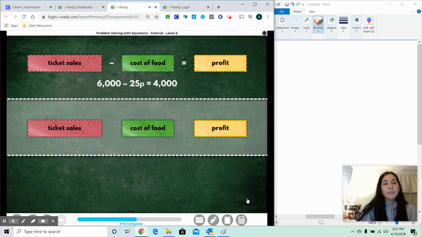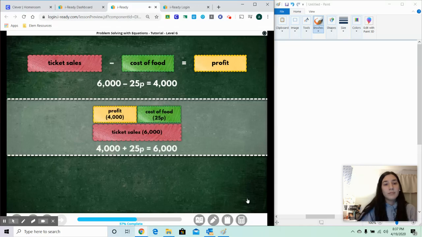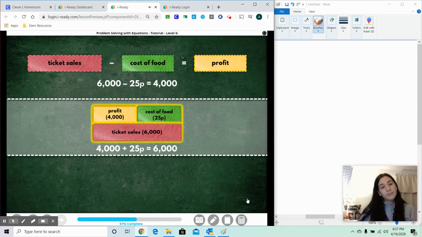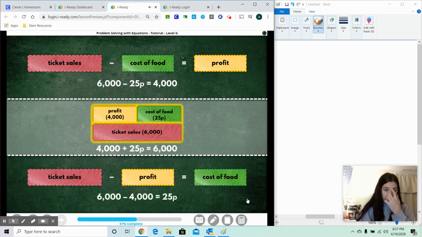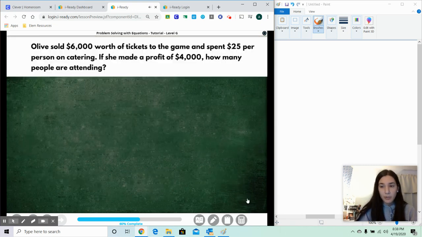That's one way to look at it, but you could also think of it this way. The amount of money you make plus the amount of money you spent will equal the total amount of money from ticket sales. Or you subtract your profit from the ticket sales to see how much you spent on food. So all they're doing is rearranging the pieces, so there's more than one equation you can use. All they did was rearrange the pieces, but we're going to use our original one. Let's go ahead and just use the first equation to find out how many people bought tickets.